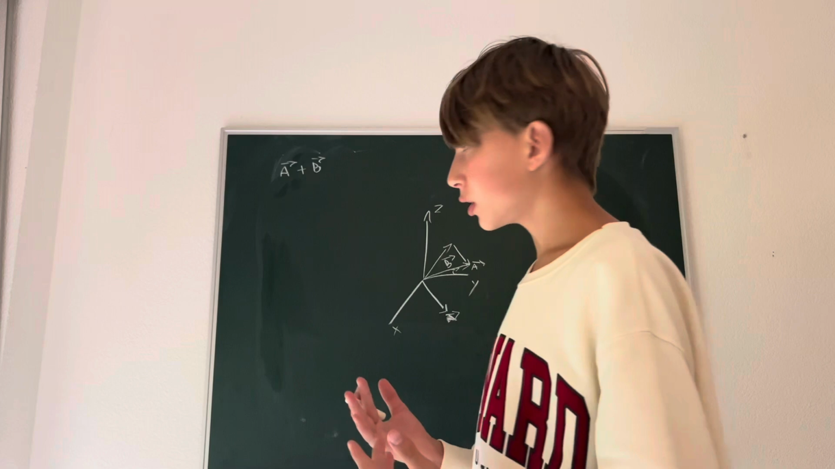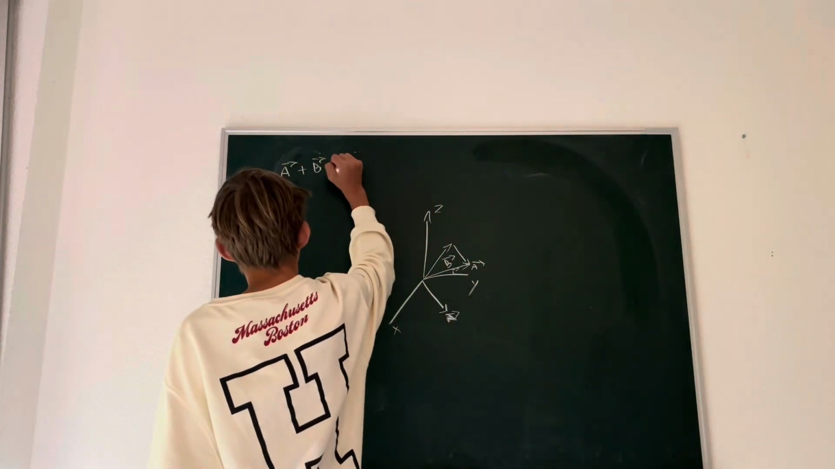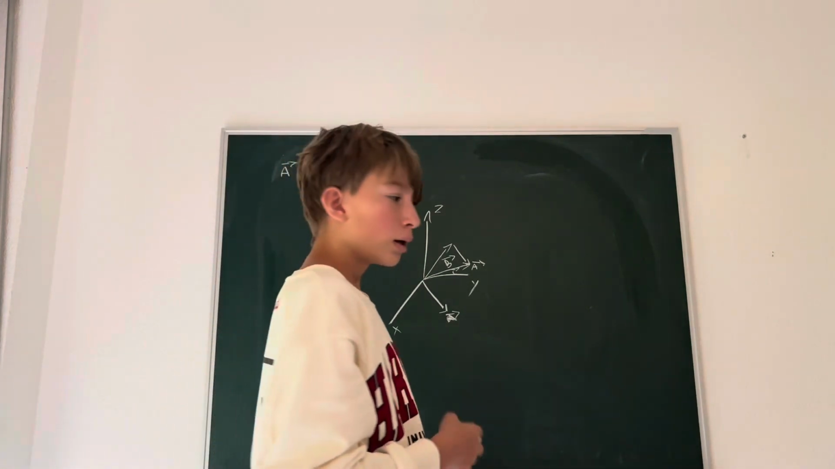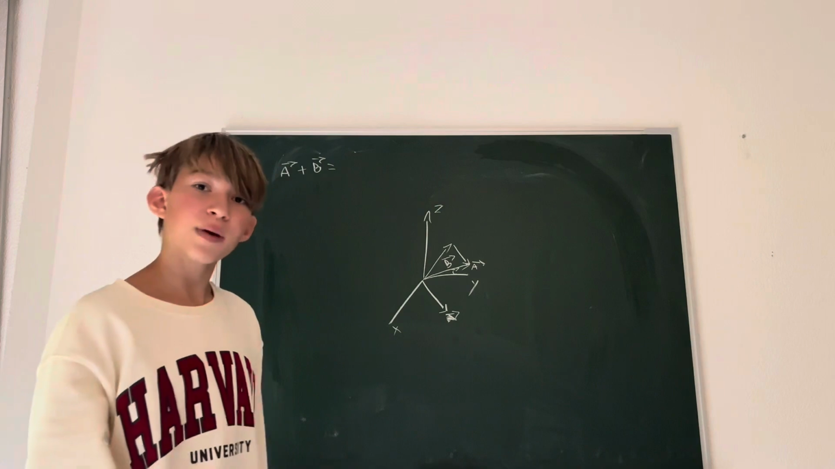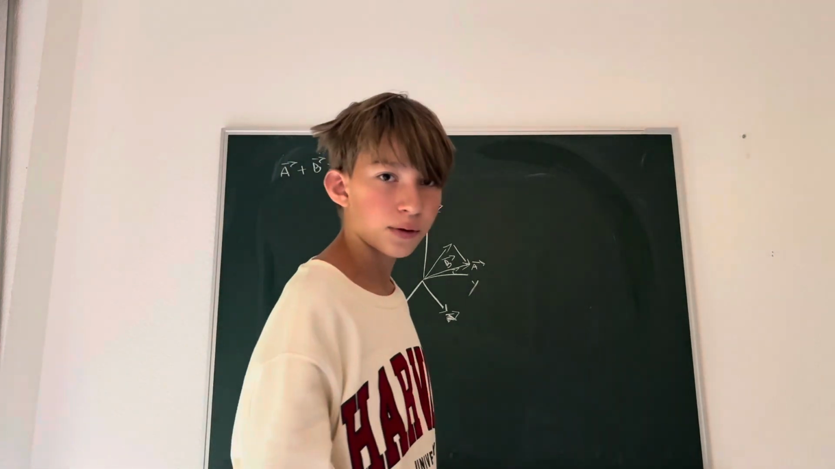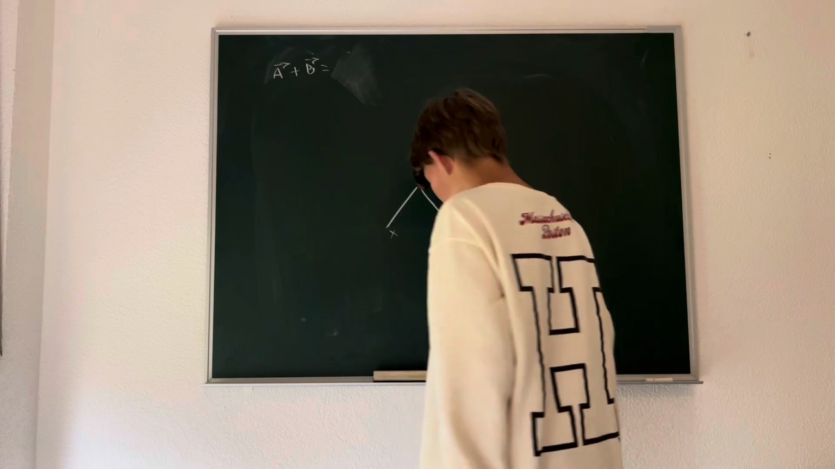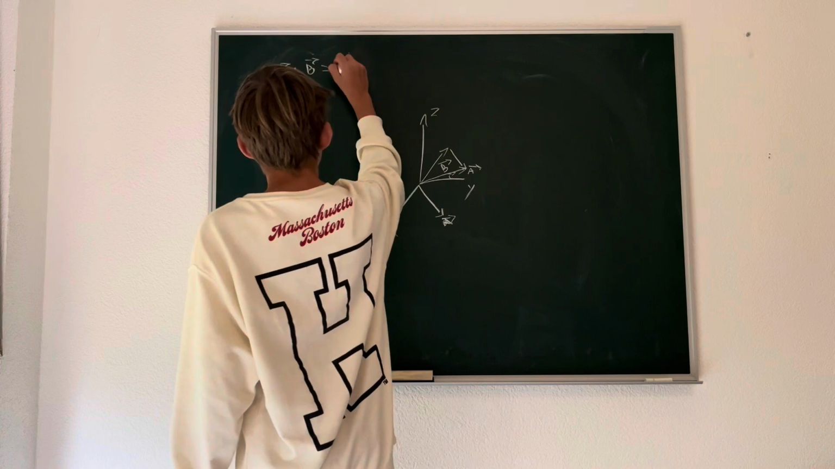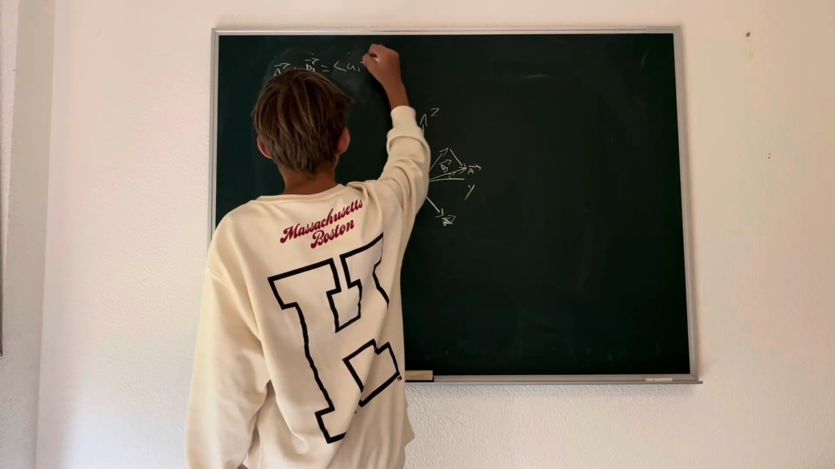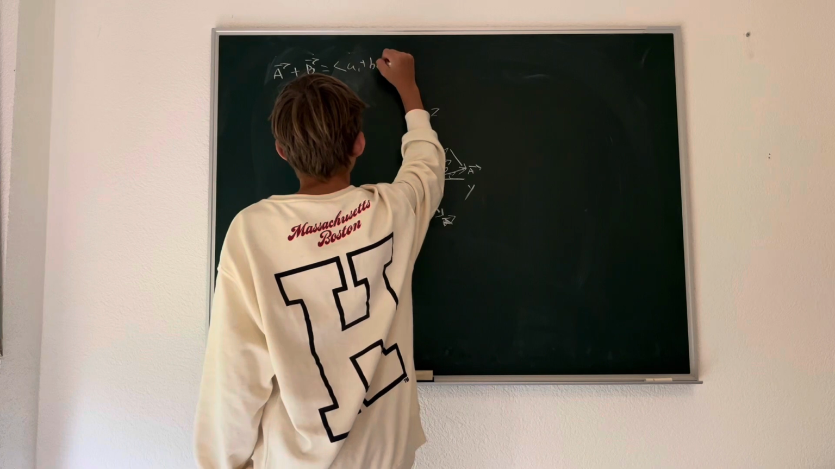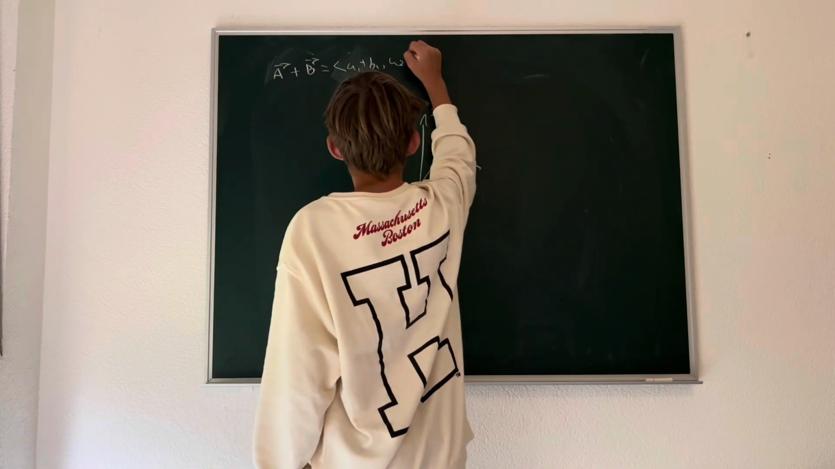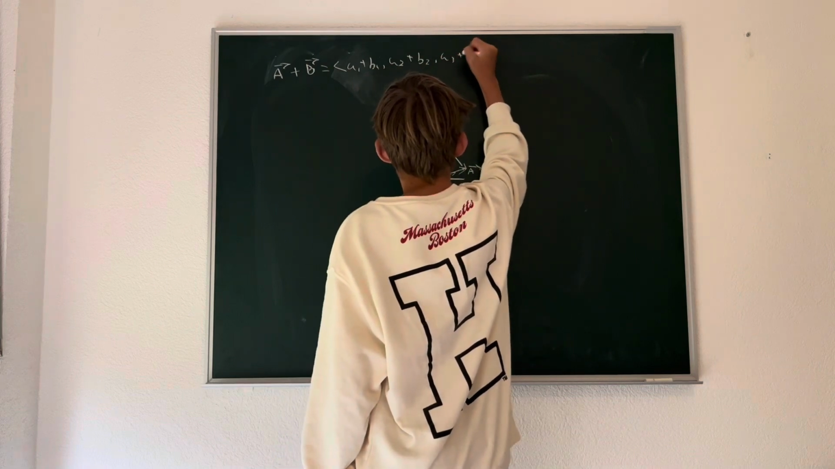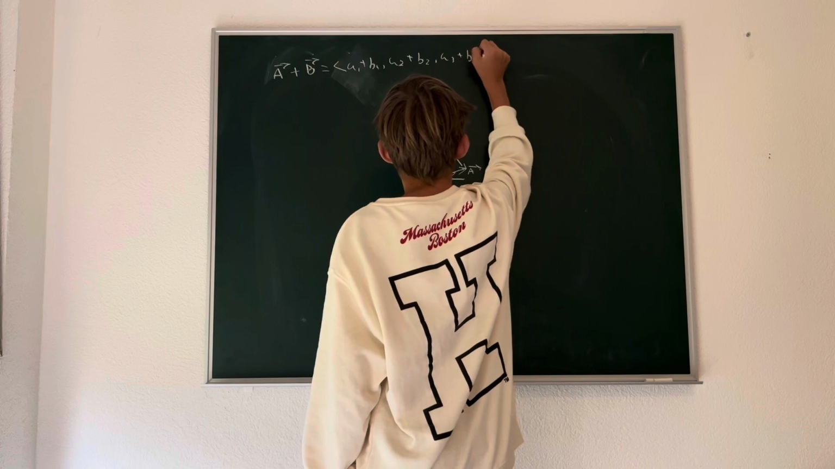But how do we actually compute this? So, as we said before, A has components A1, A2, and A3 in the X, Y, and Z directions respectively. And same thing for B. So what we do is we can just add the components of A and B. So this will be A1 plus B1, A2 plus B2, A3 plus B3.